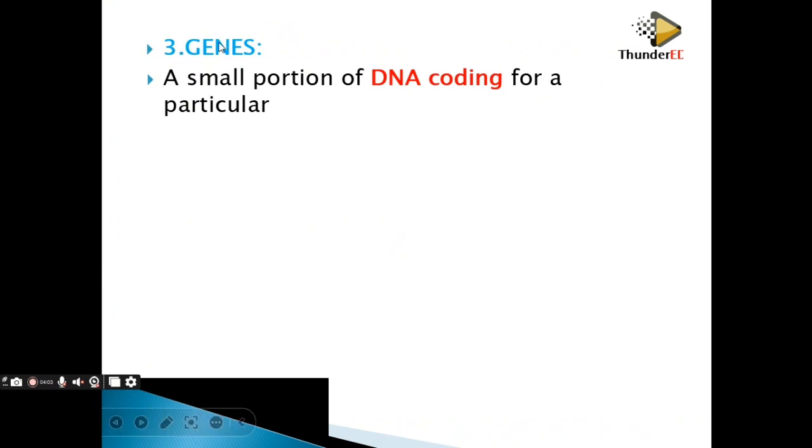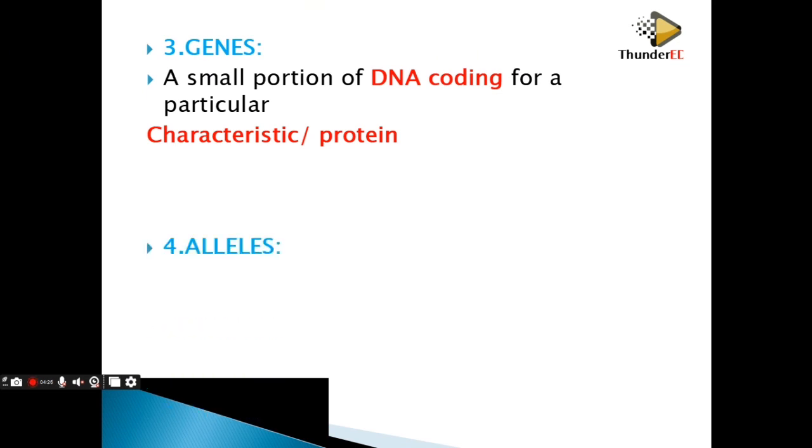Then the third concept is gene. Look at the spelling. It's not the jean that we wear. A gene is a small portion of DNA coding for a particular trait or characteristic or protein. This tells us that within a chromosome, there are sections or segments which we will now call genes. And these genes will be coding for a particular protein or characteristic.